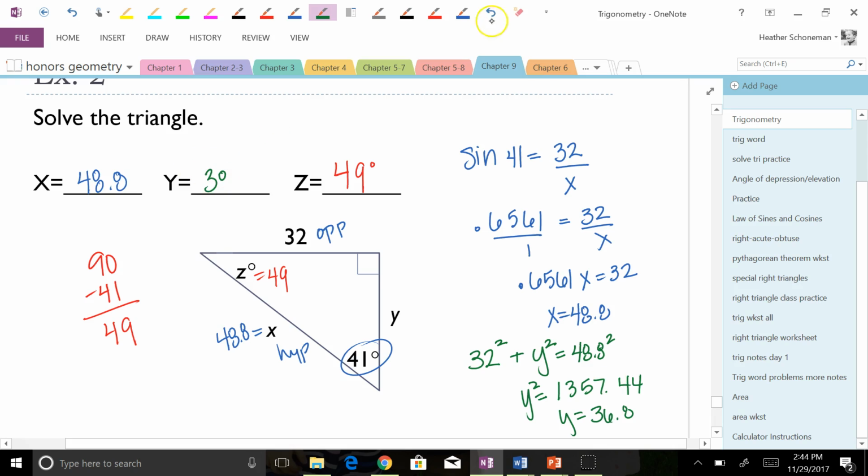Okay, what I would like you to do now is pause the video, and I would like you to try the last example on your own to make sure that you're understanding this and that you can solve the triangle.